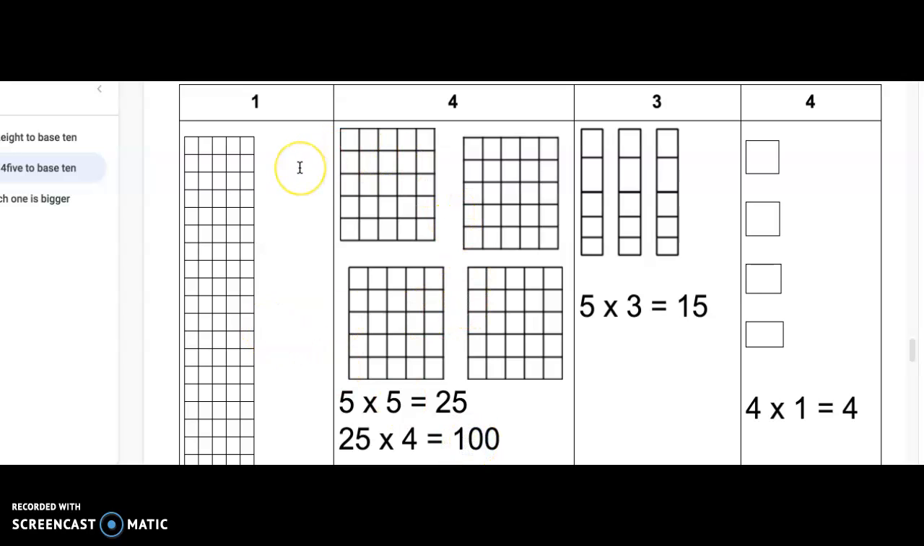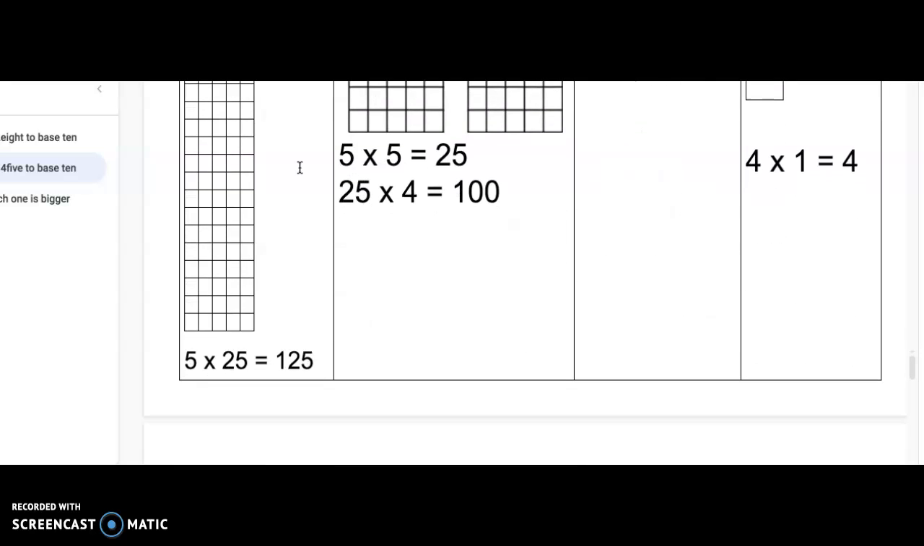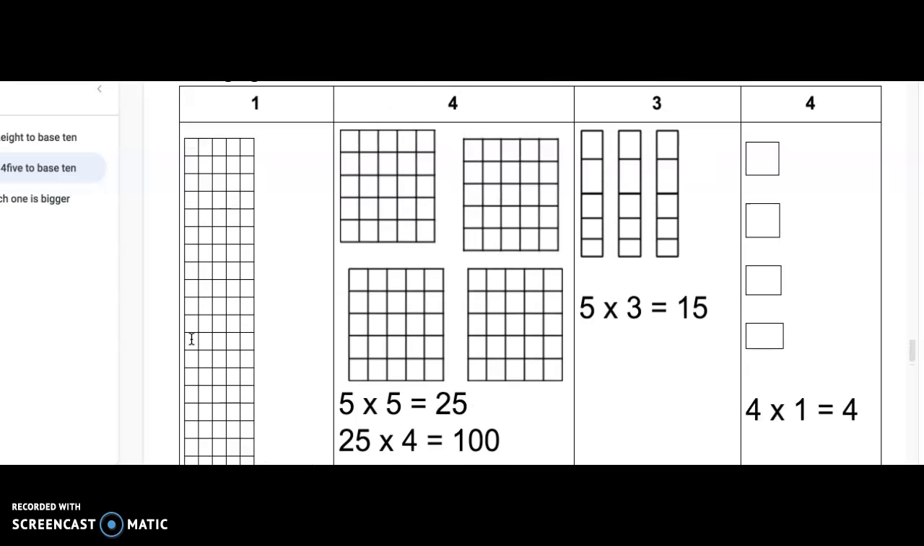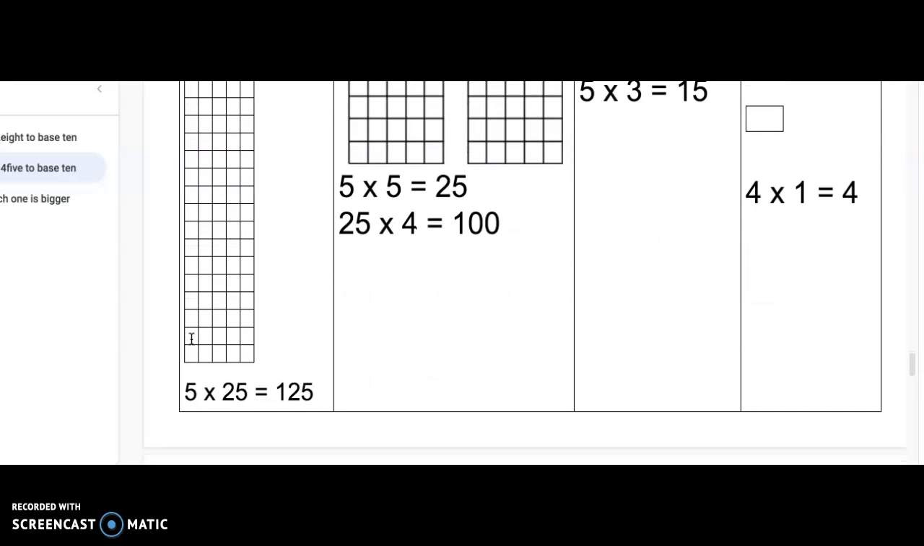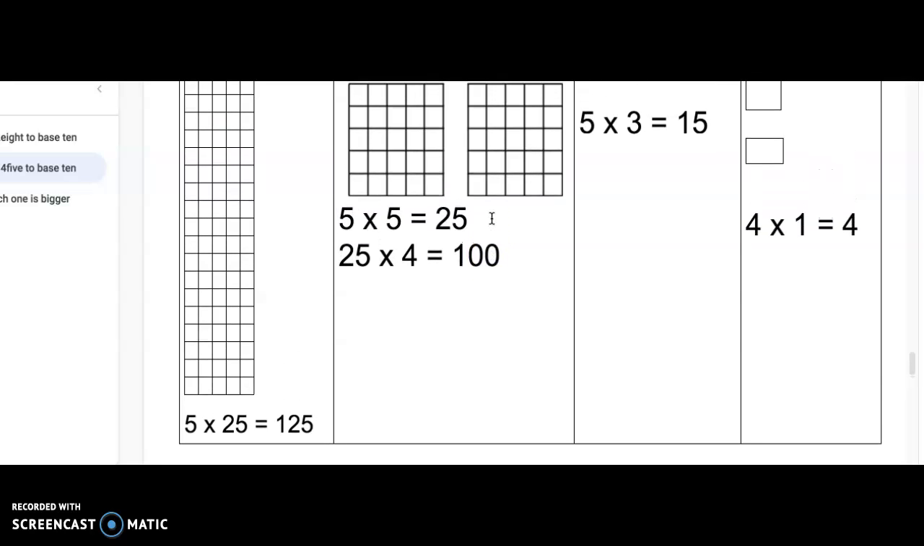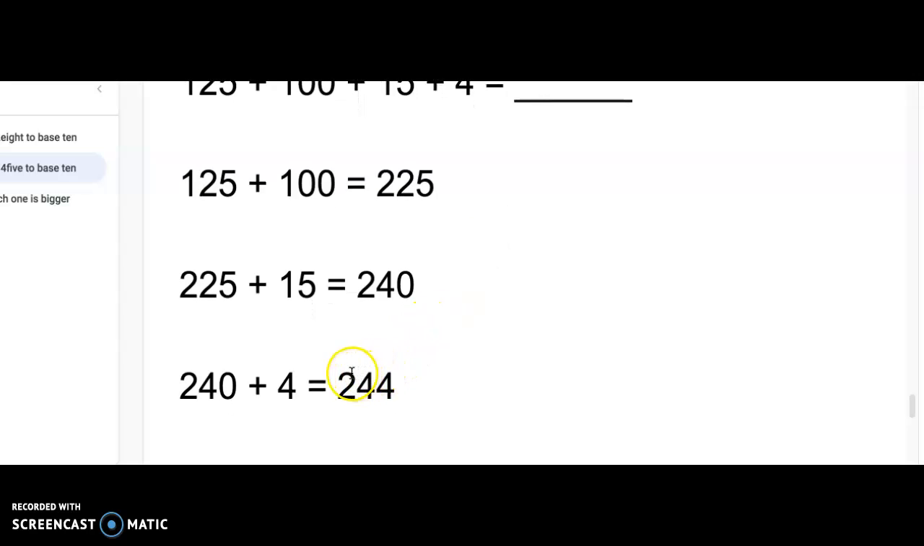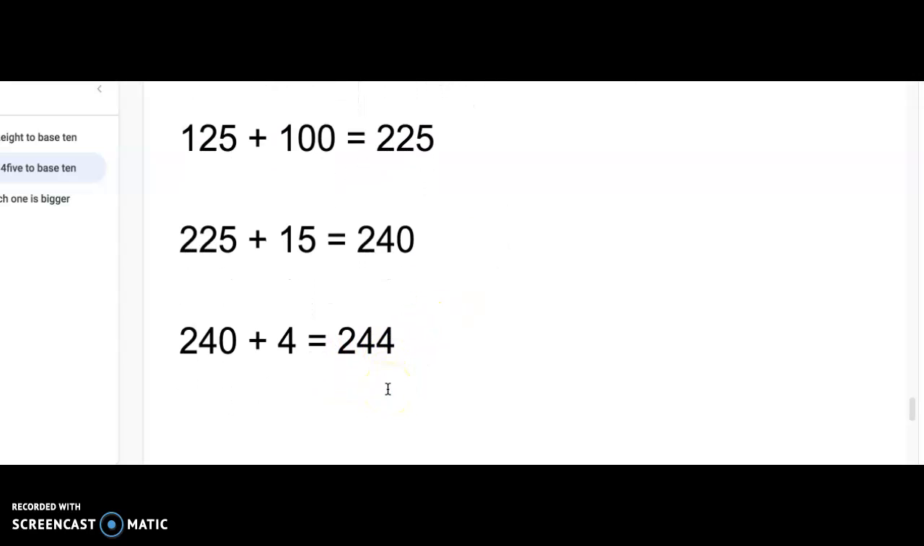And then moving up one more number to your thousands column, you are going to have a 5 by 25 square or cube, whatever you want to call it. And that will give you 125. So once again, you are going to add up your products. 125 plus 100 plus 15 plus 4. And that is going to give you 244. And now you are in base 10.